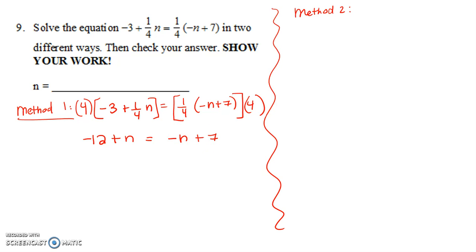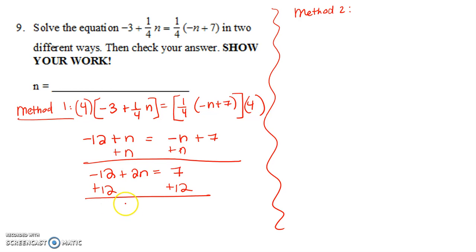Okay, I'm going to move my coefficients over using inverse operations. So I'm going to add n on both sides. And then I'm going to add 12. And I'm going to divide by 2. And I'll have n is equal to, okay, I'm going to go ahead and do this different method over here.